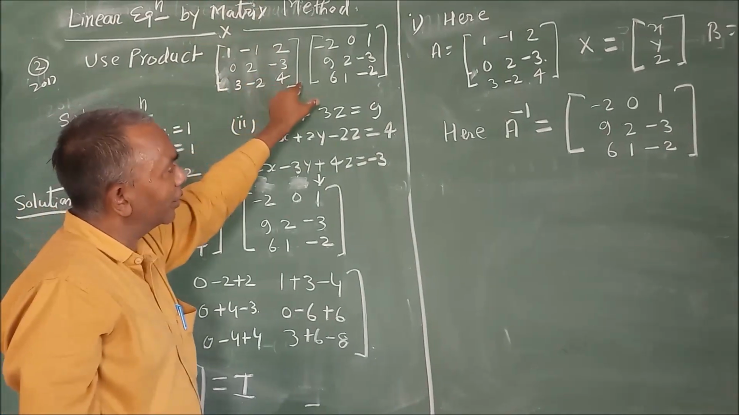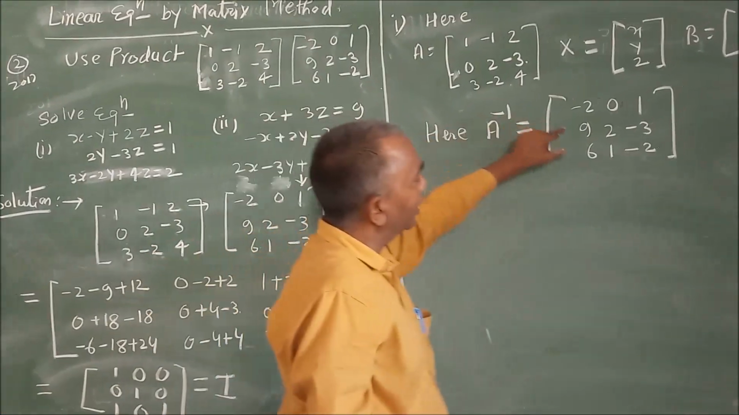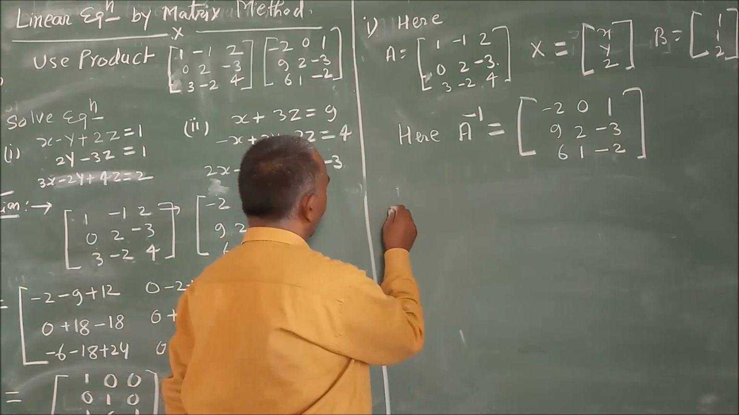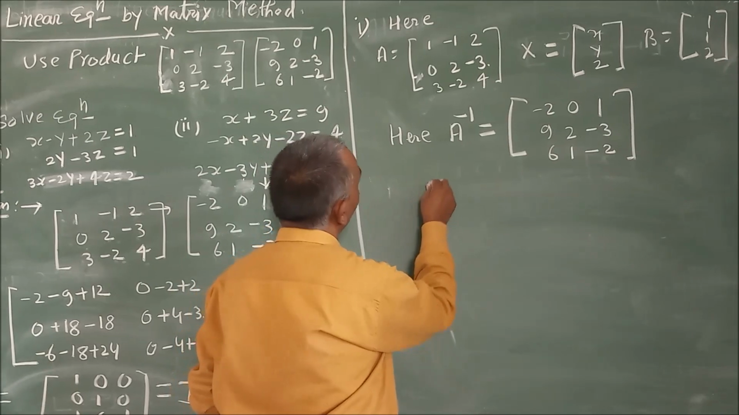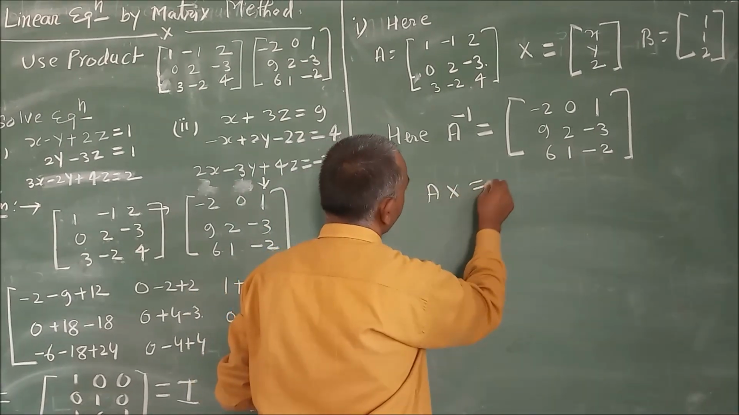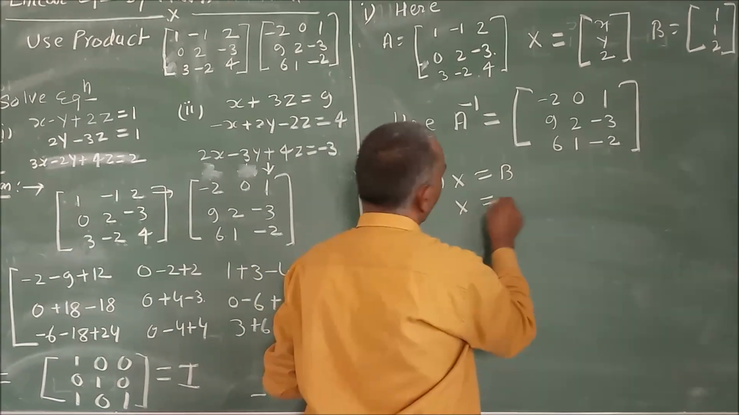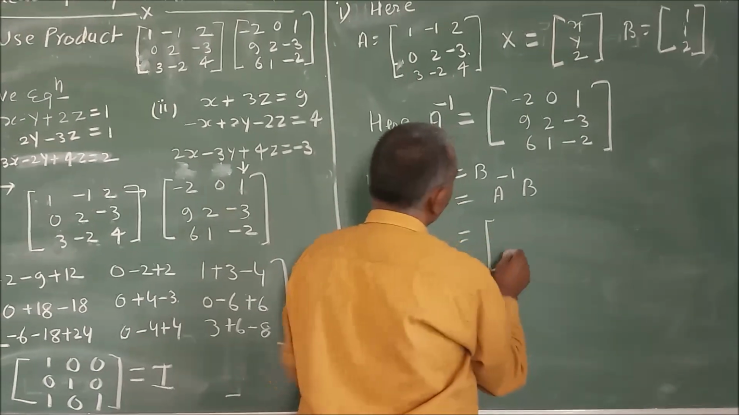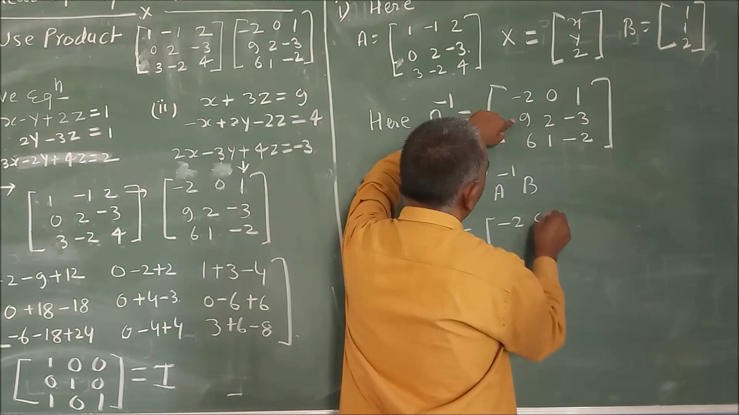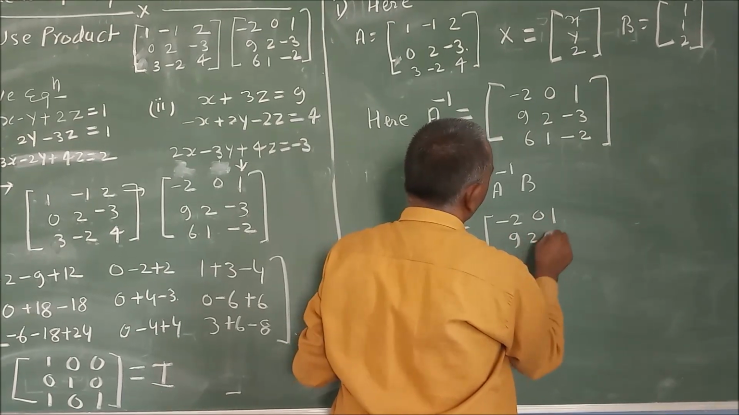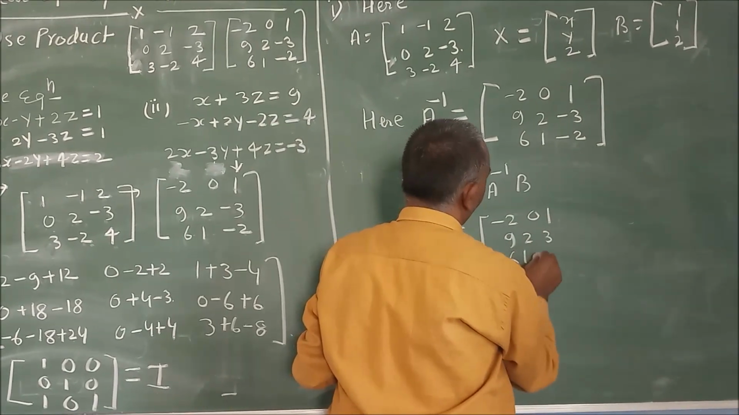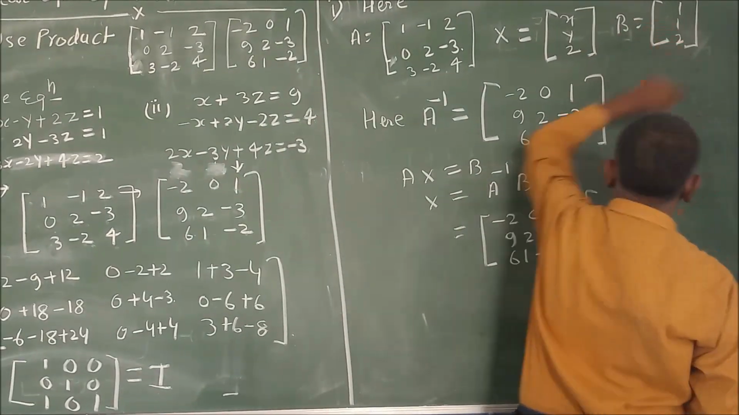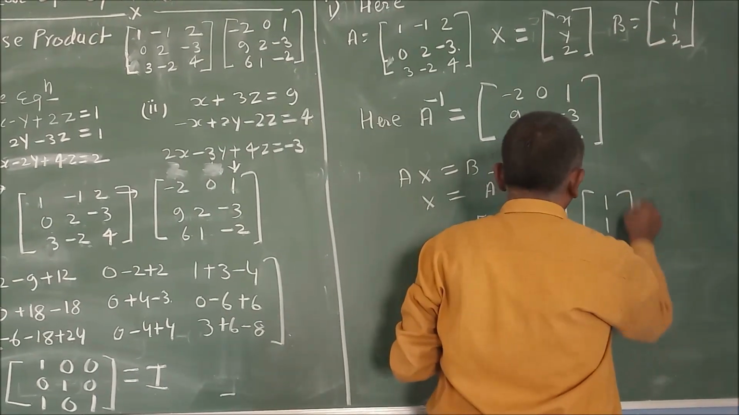Using this product, children, we have found the value of A inverse. And after using the formula, we calculate that Ax is equal to B. That means x must be equal to A inverse B. So first you write A inverse. A inverse is how much? Minus 2, 0, 1, 9, 2, 3, 6, 1 minus 2 into B. B is equal to 1, 1, 2. So solve this.